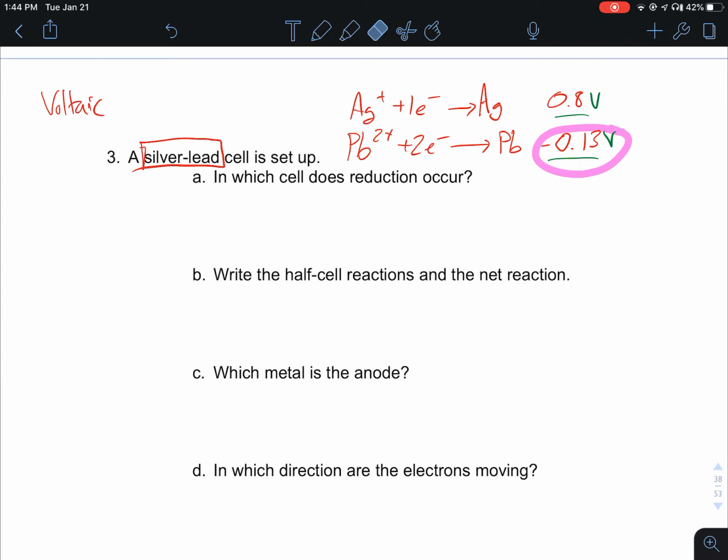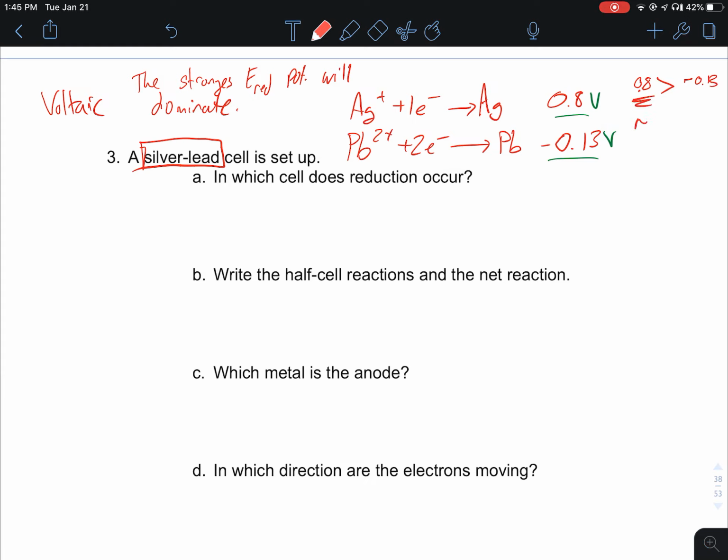The most positive potential, or we can think of this as the strongest reduction potential, will dominate. So in this case, this is stronger. 0.8 is greater than negative 0.13. So this is the reduction. And this one will change to oxidation.